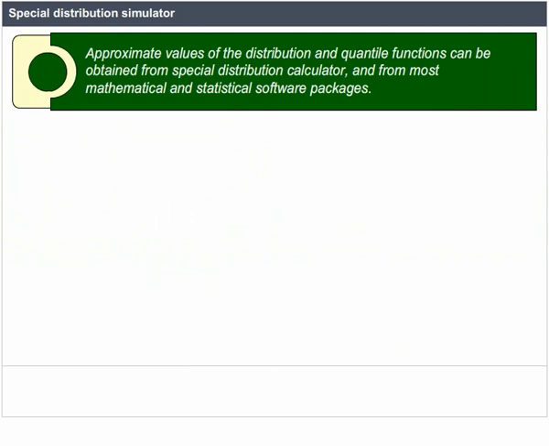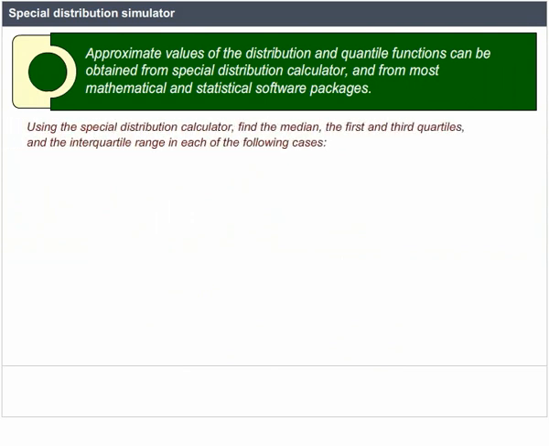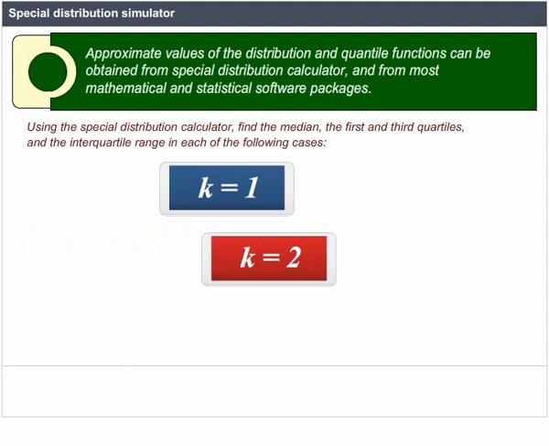Approximate values of the distribution and quantile functions can be obtained from the special distribution calculator and from most mathematical and statistical software packages. Using the special distribution calculator, find the median, the first and third quartiles, and the interquartile range in each of the following cases: k = 1, k = 2, k = 3.